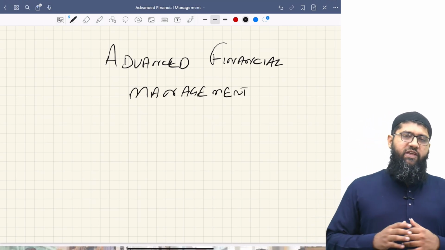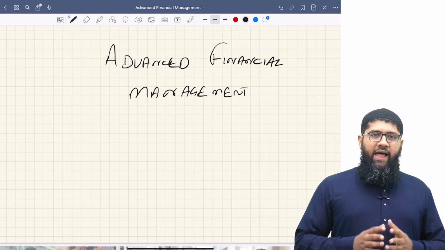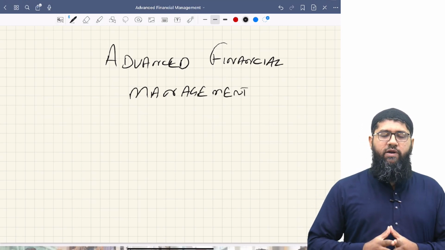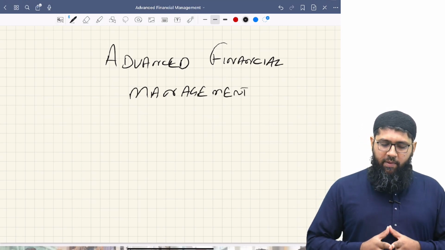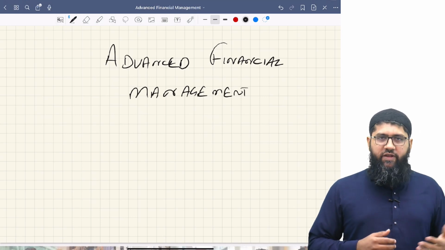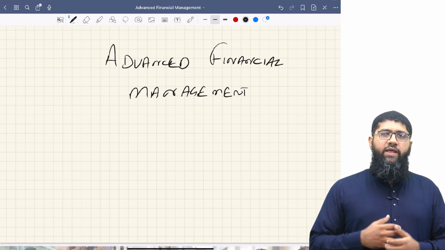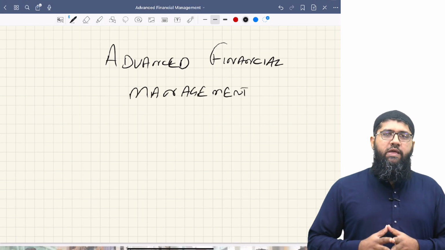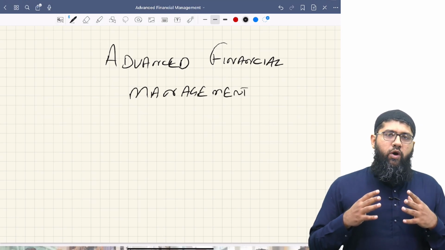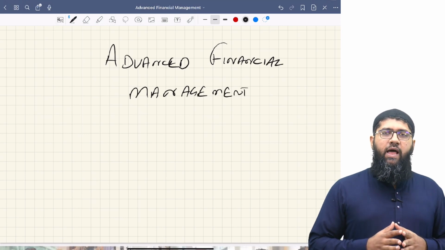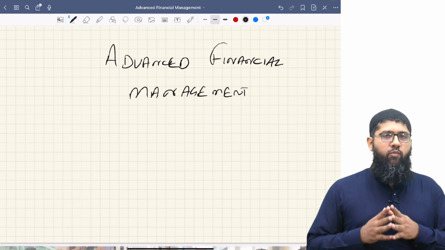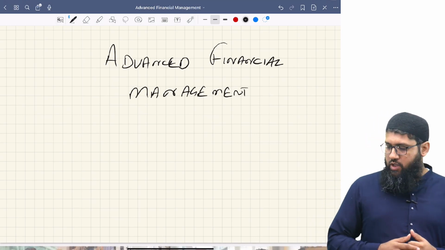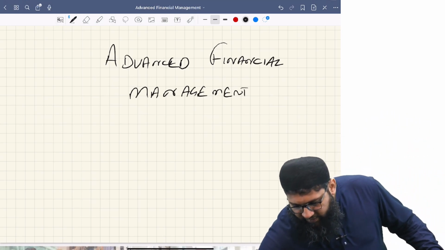Our agenda for today's session is that we are going to start discussing this Advanced Financial Management course that is being offered by myself. We're going to discuss in detail what exactly the content of this course is, what the important syllabus areas are, and how exactly you should be preparing for Advanced Financial Management. So we're going to be discussing all of these things. Let's just start discussing.